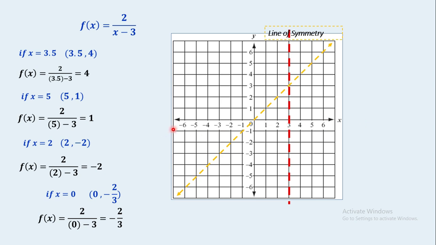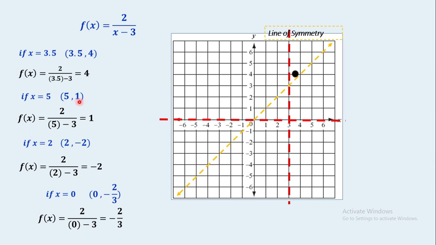And of course, our horizontal asymptote is the line y equals 0, or the x-axis, because the degree of the numerator is less than the degree of the denominator. The degree of the numerator is 0 and the degree of the denominator is 1. Therefore, our horizontal asymptote is the line y equals 0 or the x-axis. Now, let us start plotting the points, 3.5 and 4. Let us locate 3.5 on the x-axis. This is 3, this is 4, 3.5 is in between 3 and 4, and of course our y is 4, so our first point is located here.